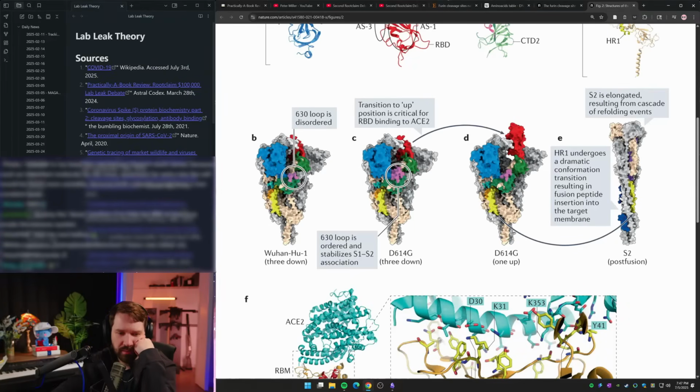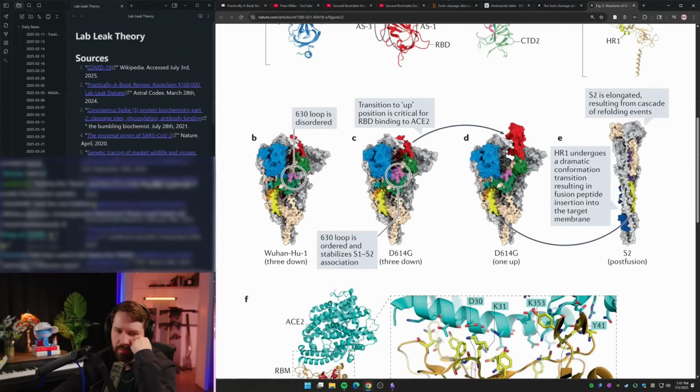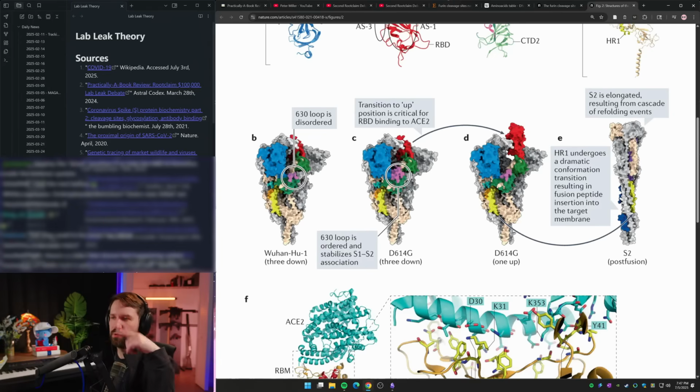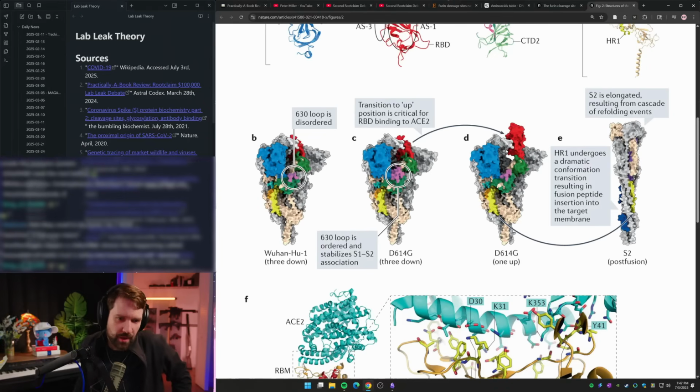The down position is to hide the RBD and therefore evade the immune system. What causes it to turn up though? Like how does it go from down to up?